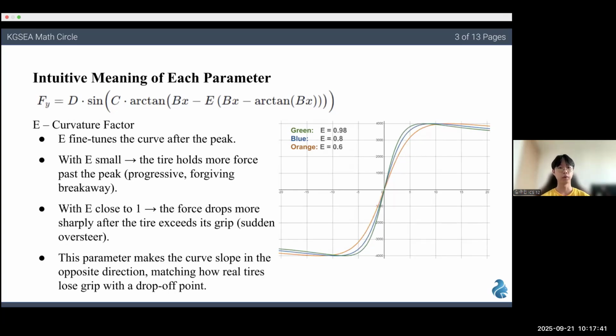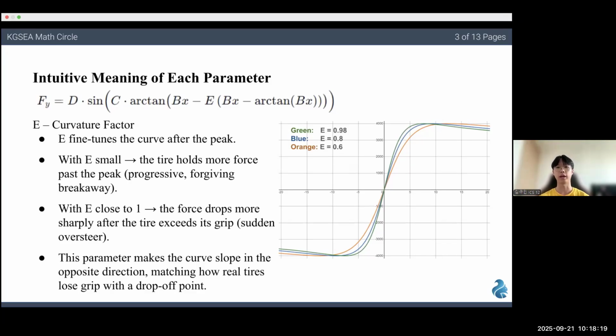And then our final variable, E, is the curvature factor, where E fine-tunes the curve after the peak. And so if our previous variable D varied the buildup of force, E does the opposite. It talks about the drop-off point of the force. With smaller E values, the tire holds more force past the peak. You can see that the orange curve has a much smaller drop-off. And with E closer to a value of 1, the force drops much more sharply after the tire exceeds its peak grip.